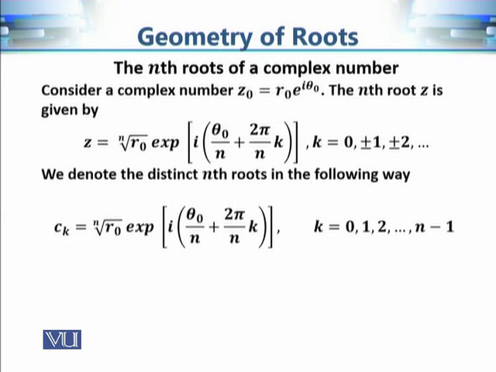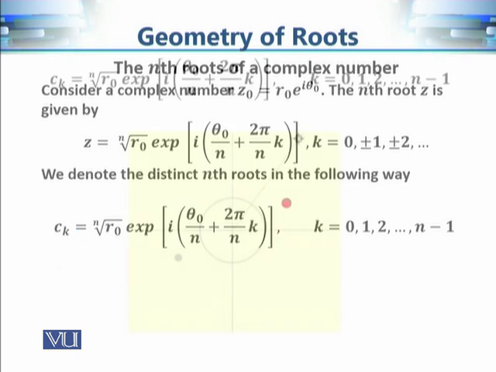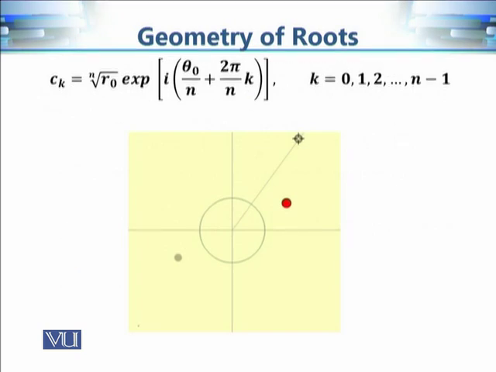Now, given these roots, the values of z, we denote these nth roots in the following way. When we take k is equal to 0, then we denote it by c0. When k is equal to 1, we denote it by c1 and so on. And we denote these nth roots by ck. So it's just a notation that we'll be using. Now let's further explore the geometry of these nth roots of a given complex number. Now we know this expression that these are the nth roots.